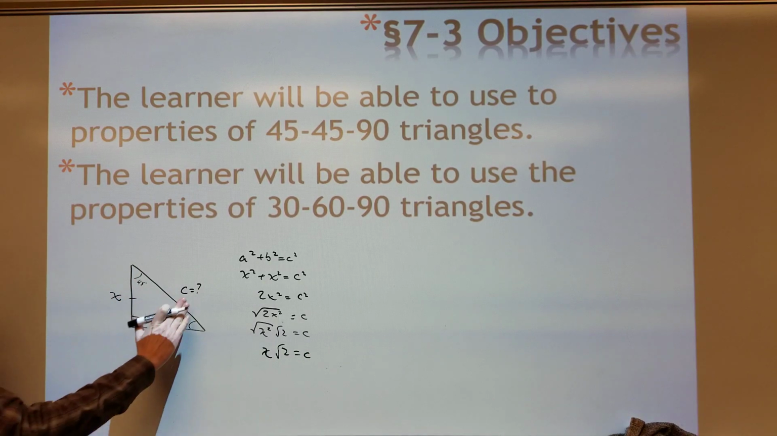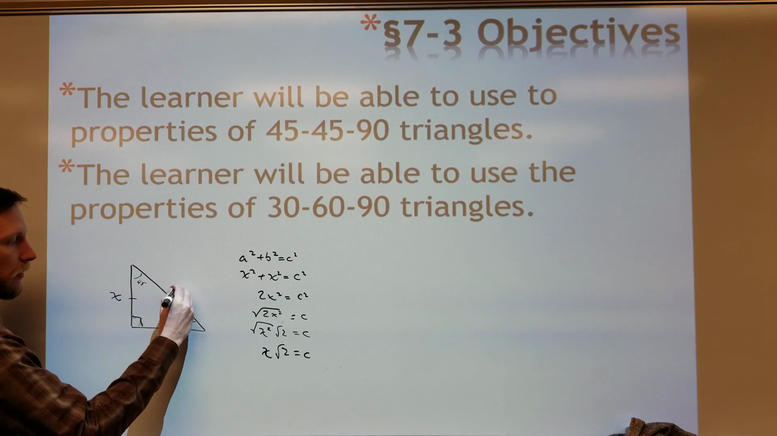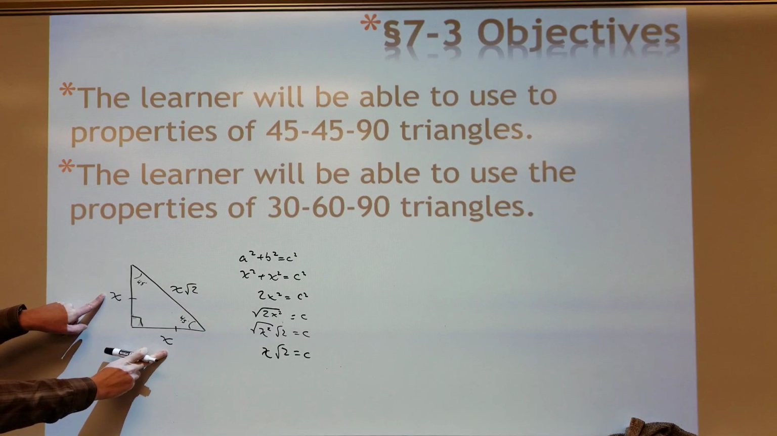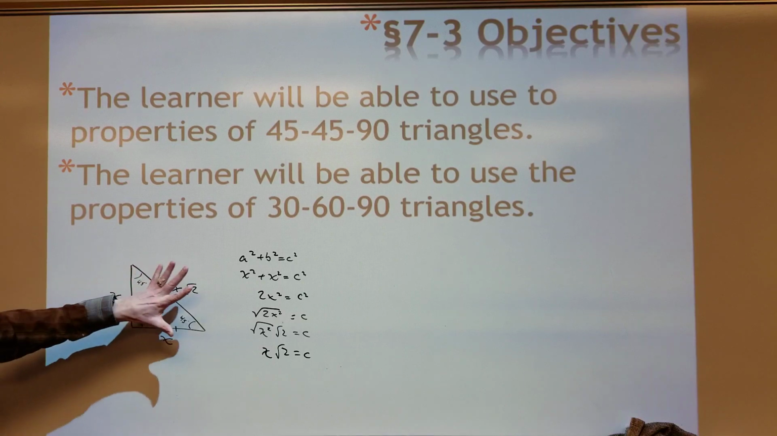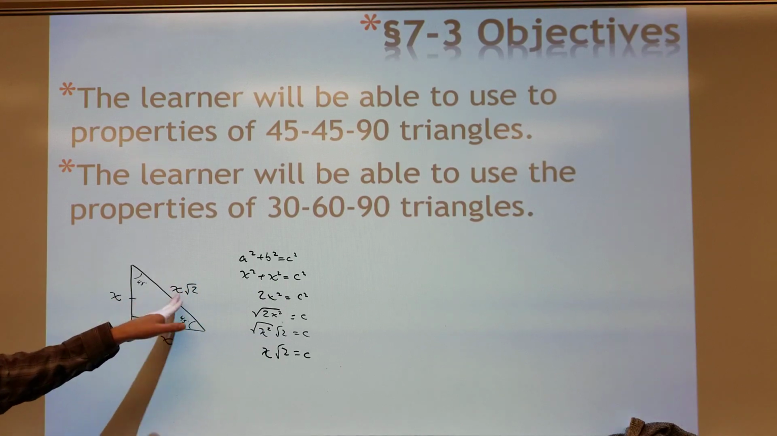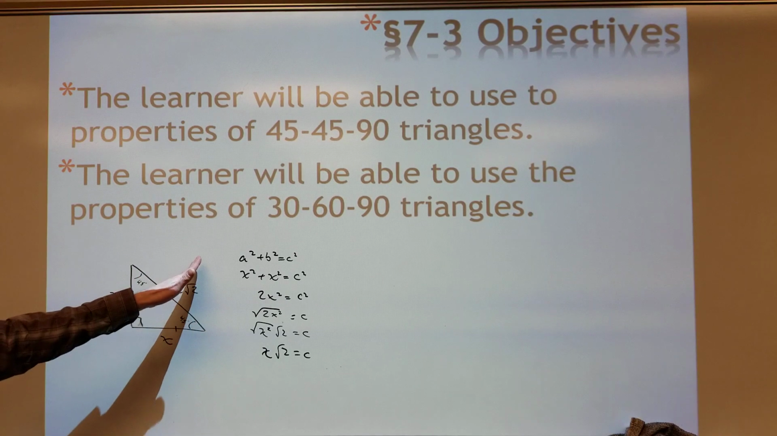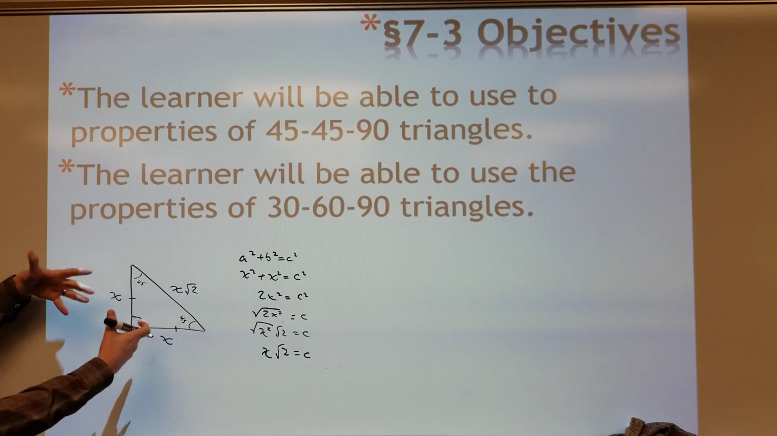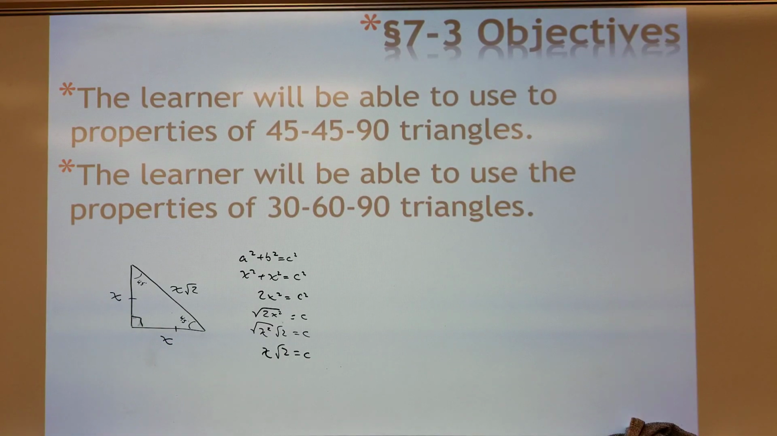So here's what this means. It means that if we know the length of one of the legs, then we know the lengths of all three sides in a 45, 45, 90 right triangle. Likewise, if we know the length of the hypotenuse, we can divide by the square root of 2 to find the length of the legs in a 45, 45, 90 right triangle. We'll see this on the next slide.